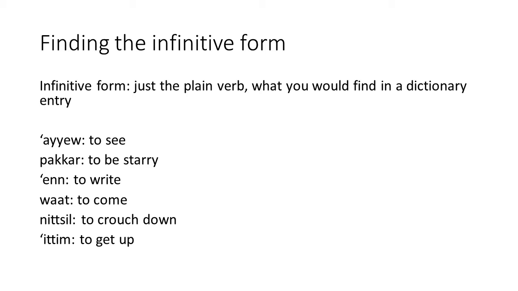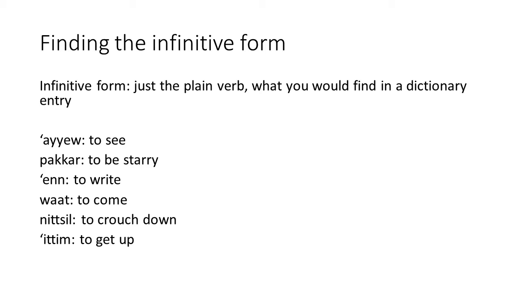So here are just some examples of infinitive forms of a couple of verbs. Here we see ayyew, which means to see, pakkar, which means to be starry, en, to write, wat, to come, nitsil, to crouch down, and ittim, to get up. So these are all surface forms. This is the form of the verb that you see in the language in action. This is what will come up when you look up this word in the dictionary, if there is one that exists.